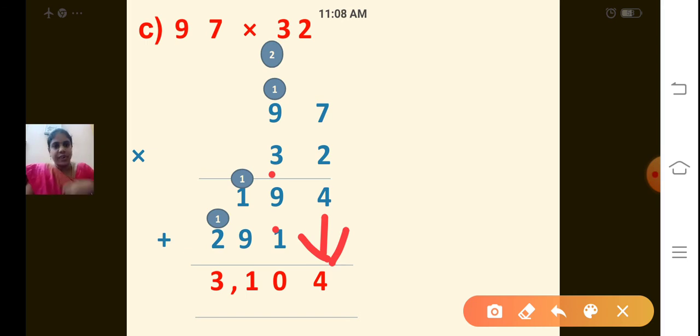Then let's add the hundreds place. 1 plus 1, 2. 2 plus 9, after 9, 10, 11. So 1 will be carried over. 2 plus 1, 3. So my answer is 3104.